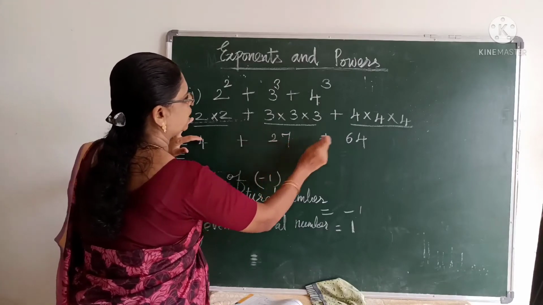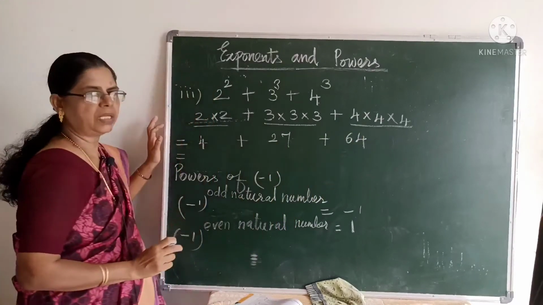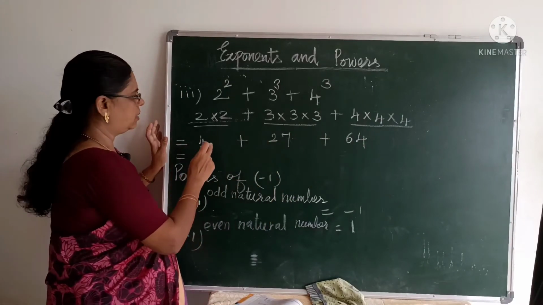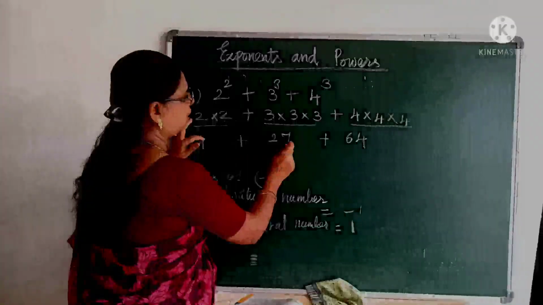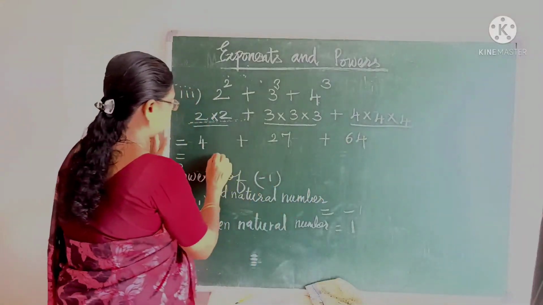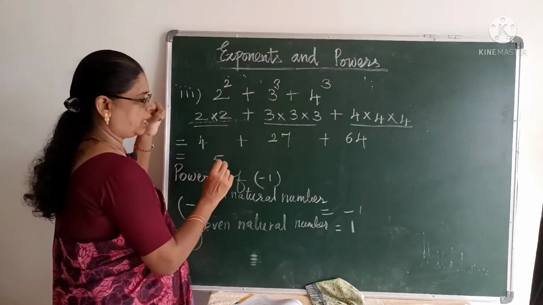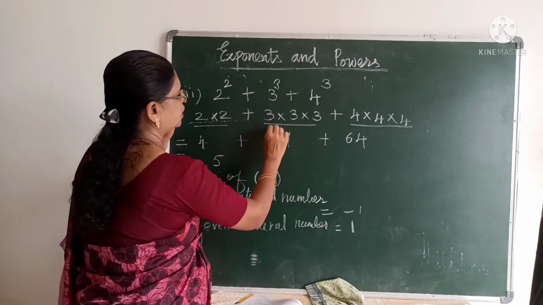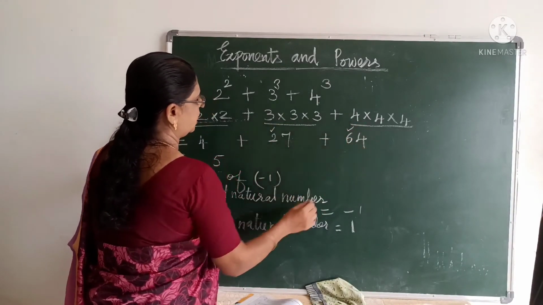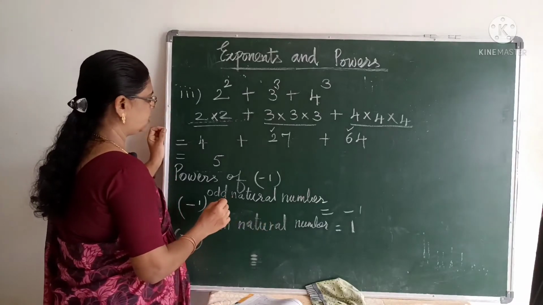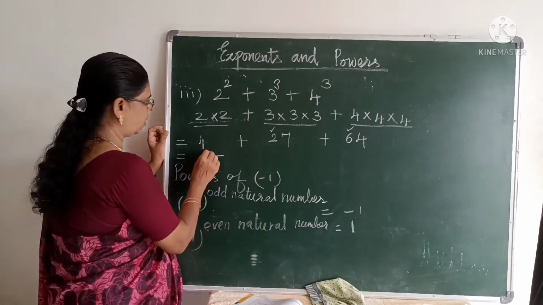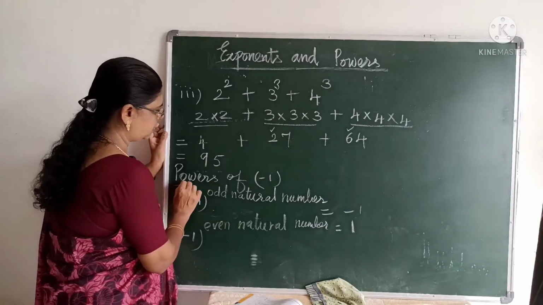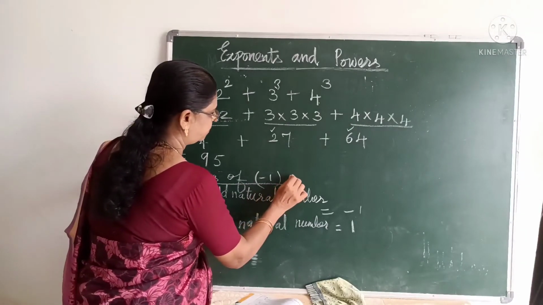4, 7 and 4. These 3 numbers are in the units column. So take the digits in the units column and add. 4 plus 7, 11. 11 plus 4, 15. Remainder 1. Then take the numbers in tens column. 2 plus 6 is 8 and add the remainder. 8 plus 1 is 9. So the answer is 95.